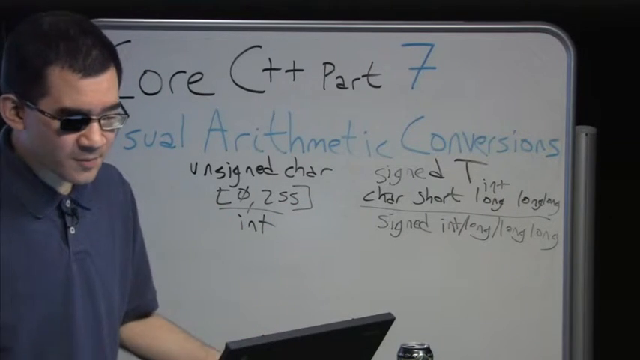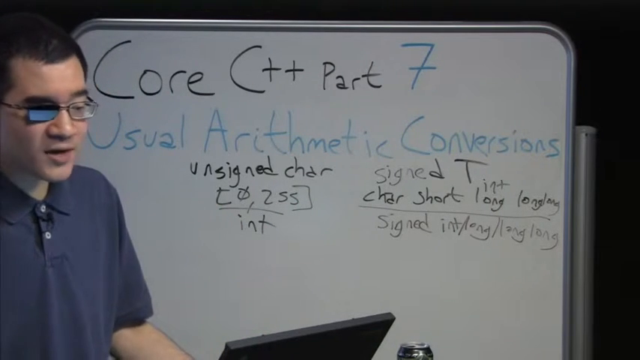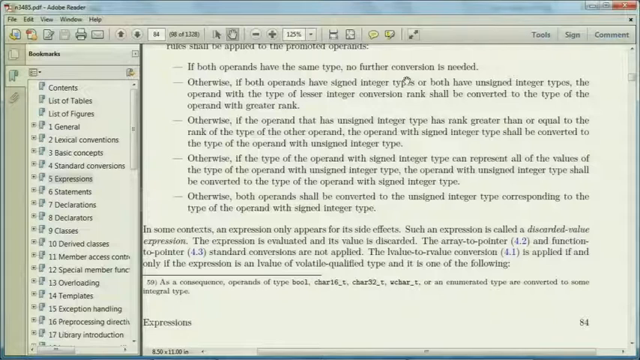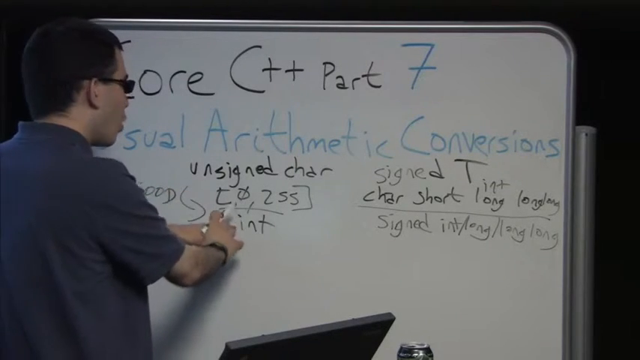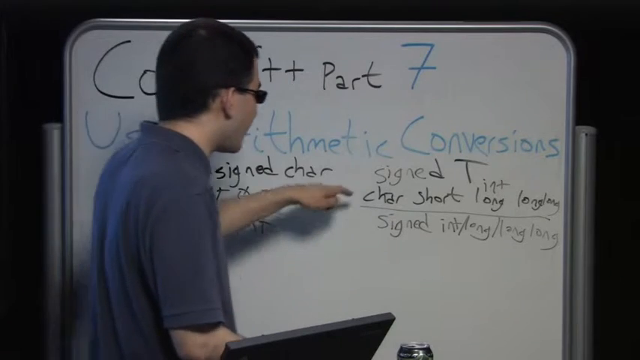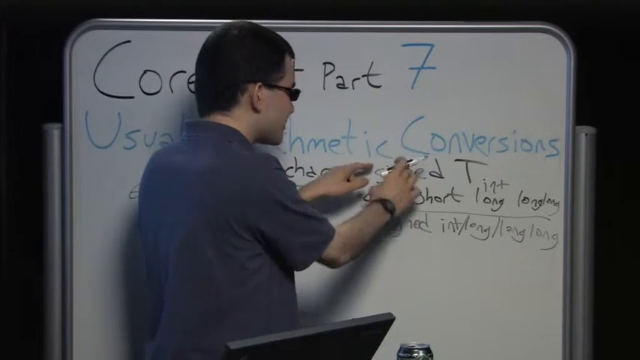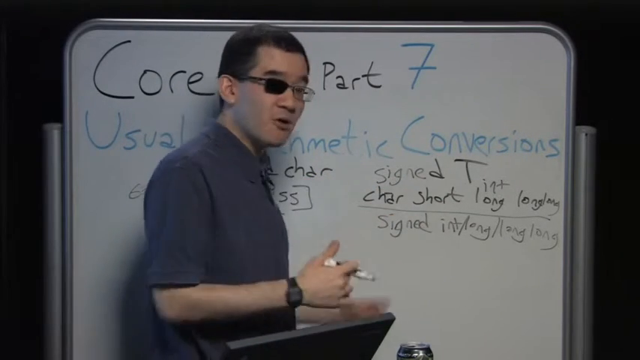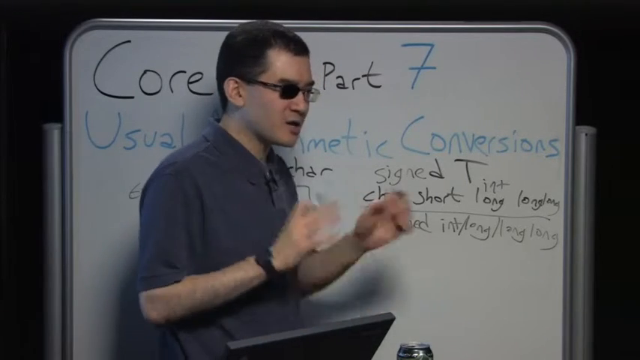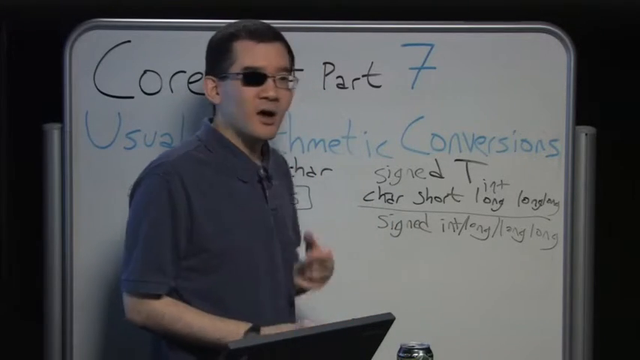So, okay, after the promotions, it says, if both operands have the same type, no further conversion is needed. And by the way, this one was value preserving, so this one's good, because int can totally represent the values in 0 to 255. And the integral promotions from signed char and signed short to int, we know those are also value preserving. So we're not going to be changing any numbers.